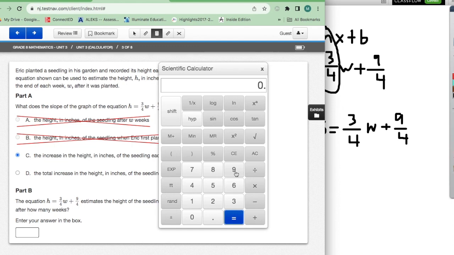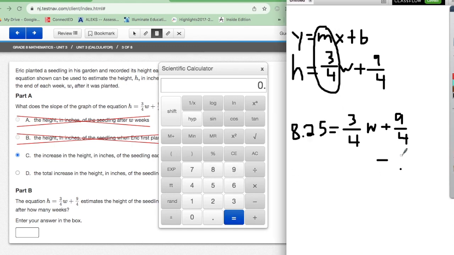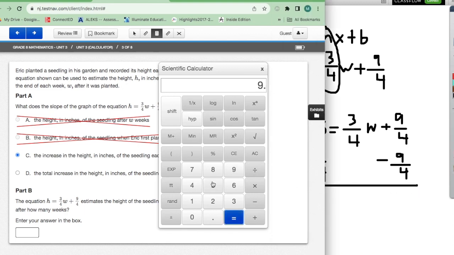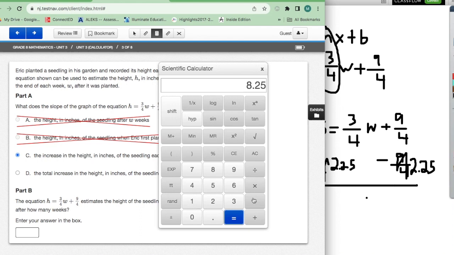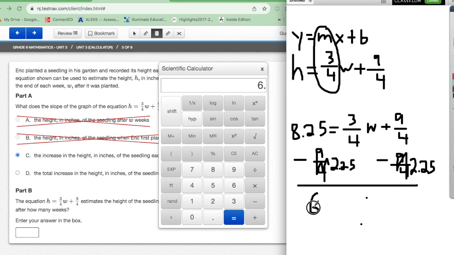Okay, let's go ahead and do our inverses, right? I would do minus 9/4 on both sides. Now, if I want to, I can actually change those into decimals. 9 divided by 4 is 2.25. So if I want to think about it as 2.25 instead, that might be really helpful. Because we have our calculator, we do 9 divided by 4 to get 2.25, all right? So let's do 8.25 minus 2.25. I get 6. So 6 equals 3/4 W.